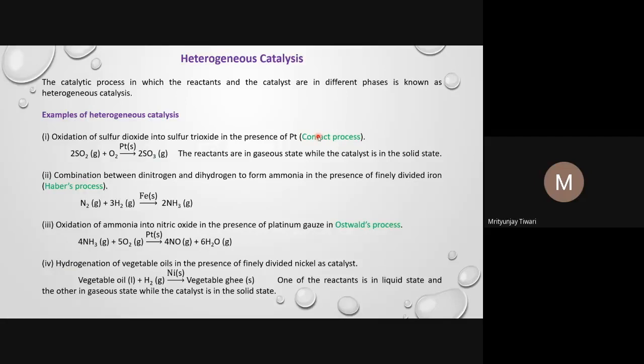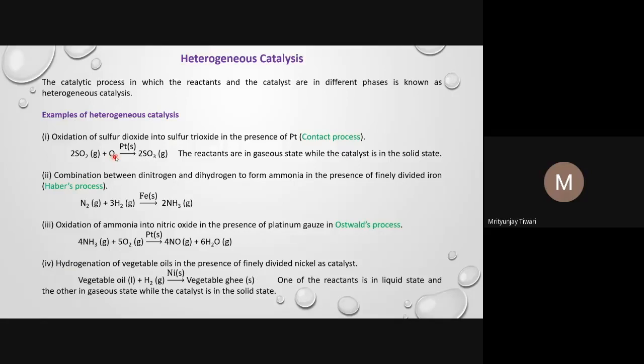If you look at the examples of heterogeneous catalysis, the first example we come across is the conversion of sulfur dioxide into sulfur trioxide, the contact process. The contact process is the process for the manufacture of sulfuric acid. So we see the formation of sulfur trioxide in the presence of platinum, which is a catalyst in the solid state, and both the reactants are in the gaseous state. So this is an example of heterogeneous catalysis.